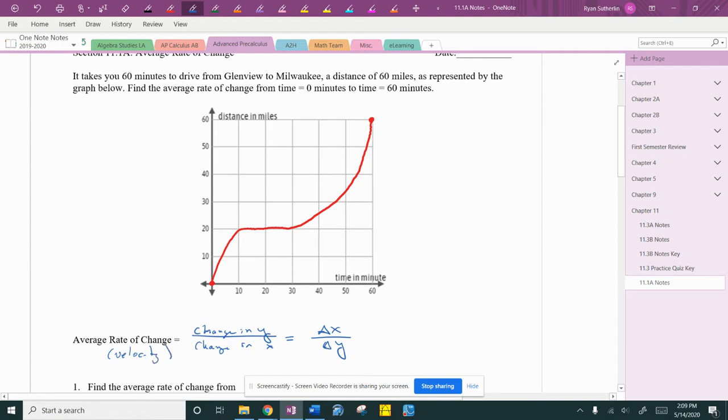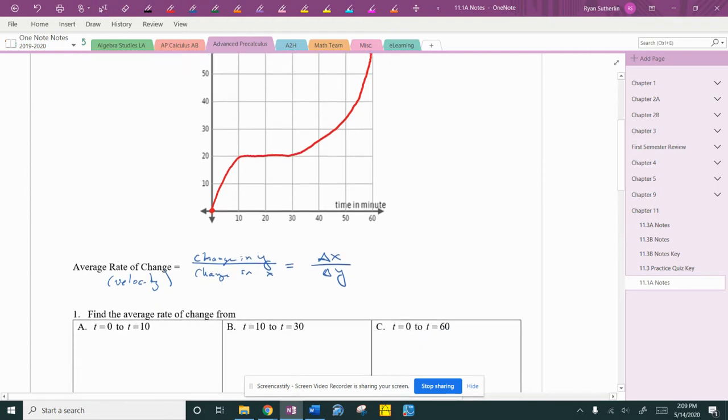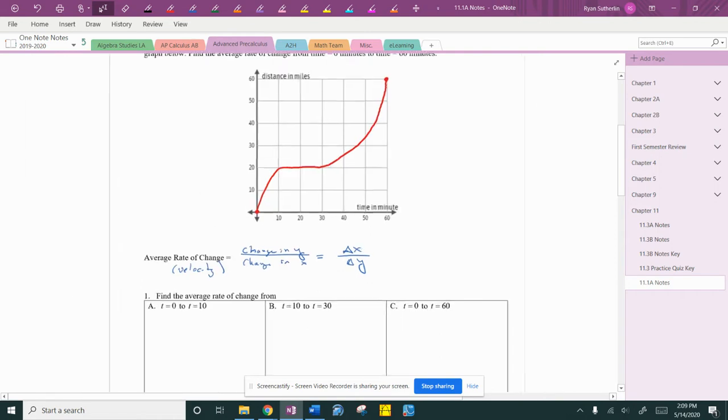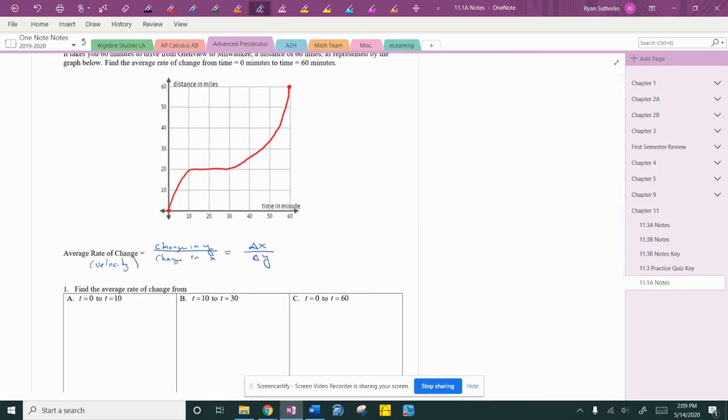So if I want to know the average rate of change from 0 to 60, as it asks me here in question C, I'm going to go kind of out of order here. All I need to know is what's the value of the function at 0? Well, that's the point 0, 0. What's the point at 60? Well, that point is 60, 60.